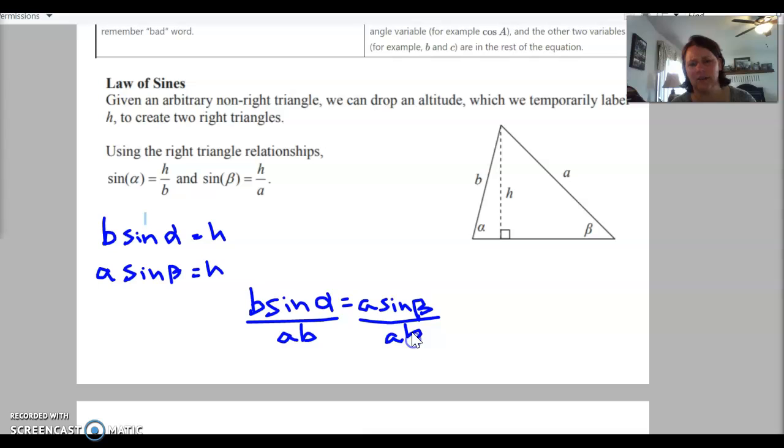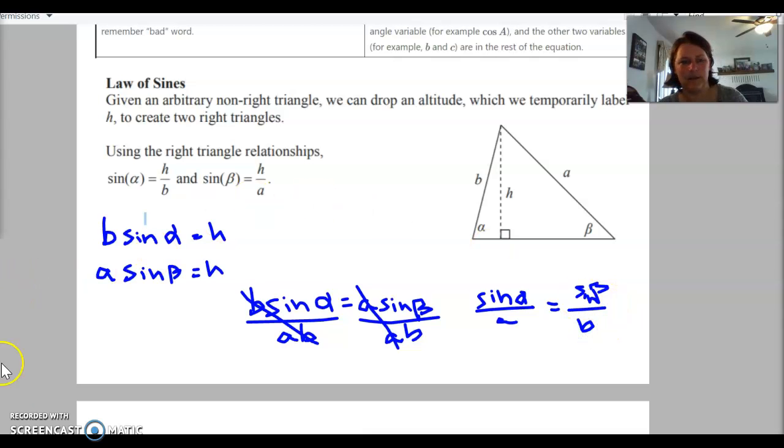I could do that in 2 steps. I'm trying to solve for sines. So I could divide this one by A, and then this one by B, and then do them both. But anyway, we're just going to do them in one step. So what happens is our B's cancel on the left-hand side, our A's cancel on the right-hand side, and we have the sine of alpha over A equals the sine of beta over B. And that's how we prove our law of sines.